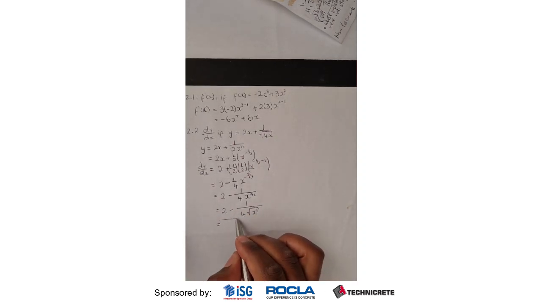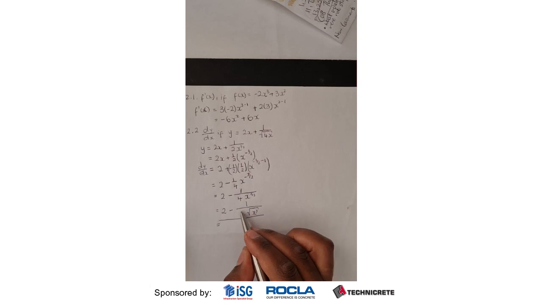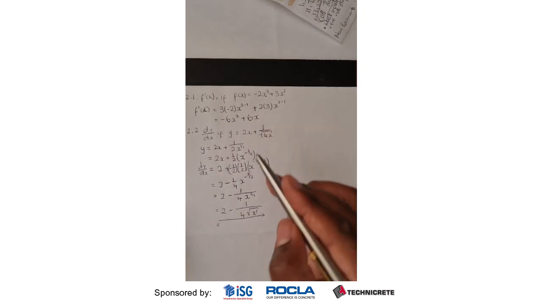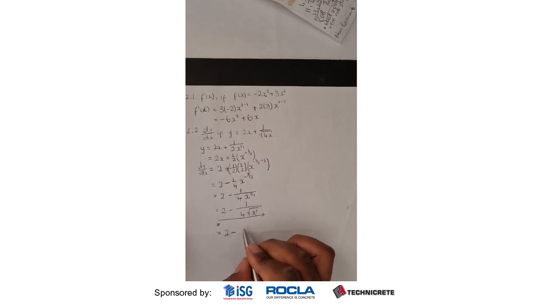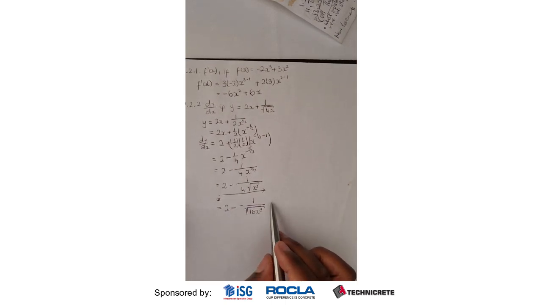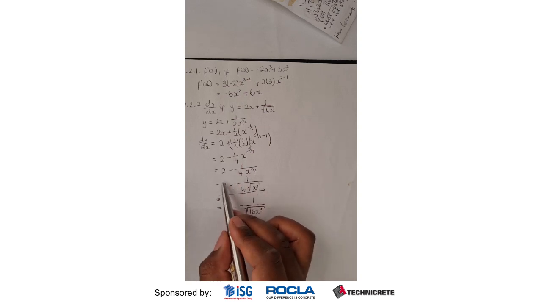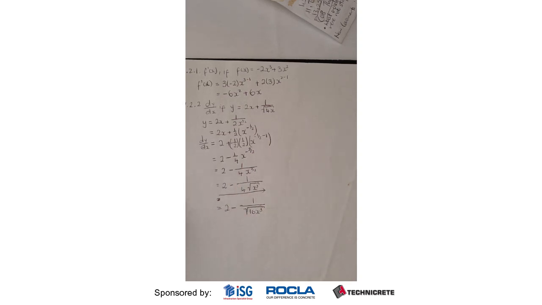And you can leave it in this form, but I'd like to take in the 4 in here, similar to what we had before. And then this becomes 2 minus 1 over, if I were to take this 4 inside the square root, it becomes 16x cubed. So that's the final answer. You don't have to take it to this point. You can just leave it there. All right.